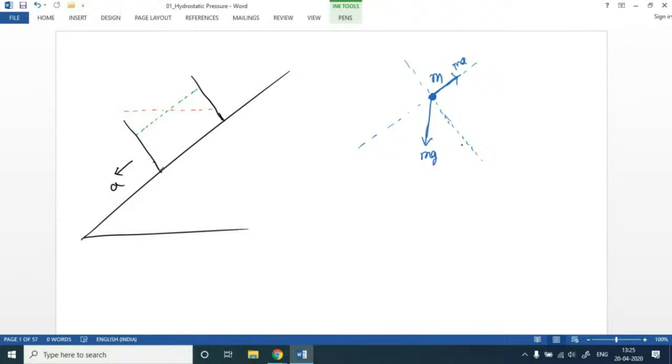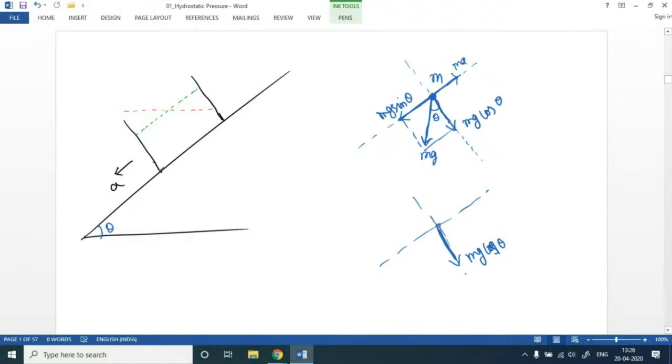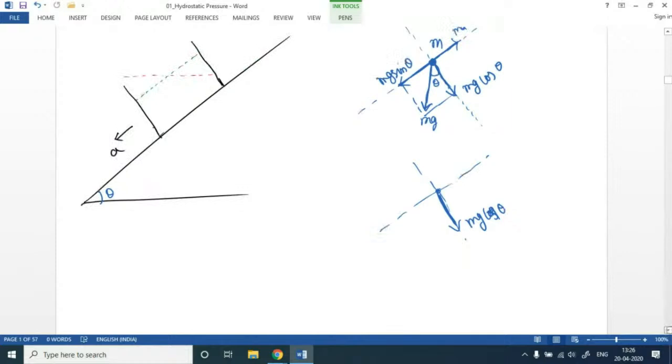Okay, so here I will be resolving this mg. So let's say this angle here is theta, so this angle will turn out to be theta as well. So this is going to be mg cos theta, and this is going to be mg sine theta. So effectively, if we redraw this diagram over here, the component of force perpendicular to the incline is nothing but mg cos theta. And along the incline, whether the force would be up the incline or down the incline will depend upon the magnitudes of mg sine theta and ma.